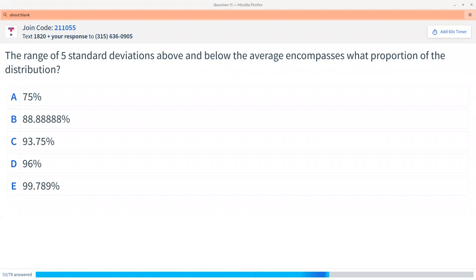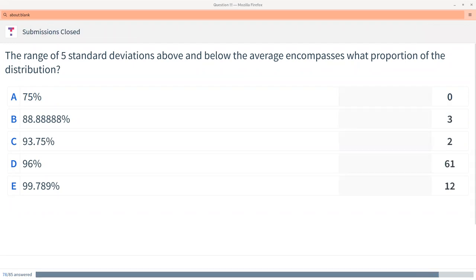All right, get your answers in. Remember, participation is the key here, not necessarily correctness. All right, last chance. All right, almost all of you got it right. I thought that was pretty good. So 96%, remember I called it out, right? It's slightly less than the total.